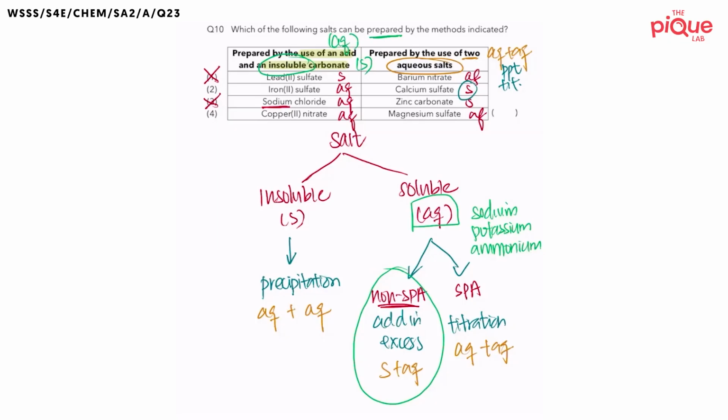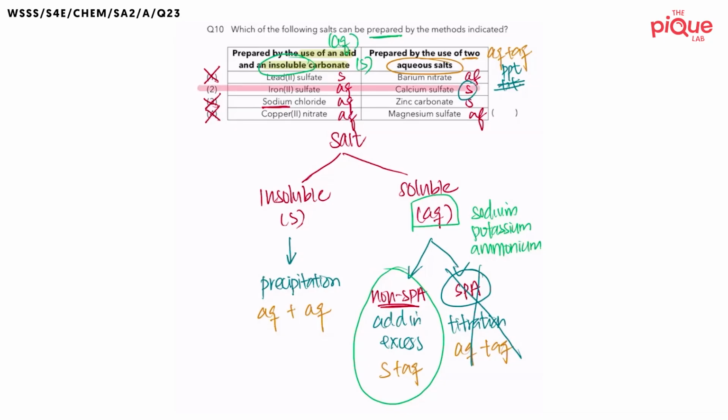Titration is trying to prepare aqueous salts, and specifically what kind? They are trying to prepare the sparingly soluble salts. Are there any sparingly soluble salts in option number 2 and option number 4? No, there are no sparingly soluble salts here, which means that we can immediately eliminate the option of titration. Therefore, since the only solid left there to be prepared by precipitation is calcium sulfate, it tells me that the answer is immediately option number 2.